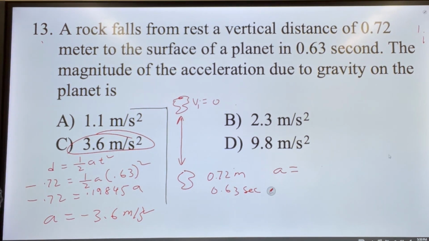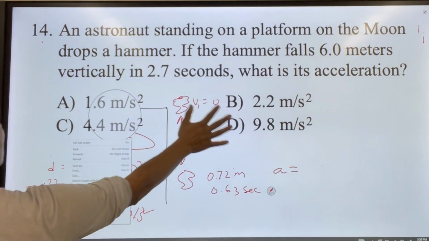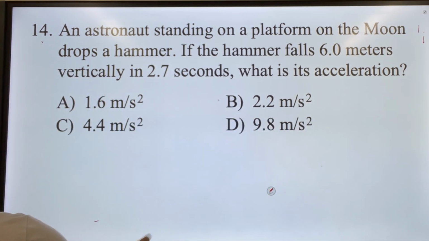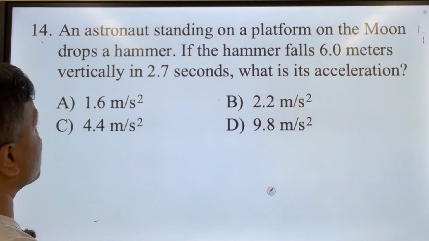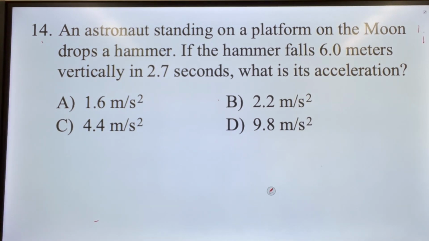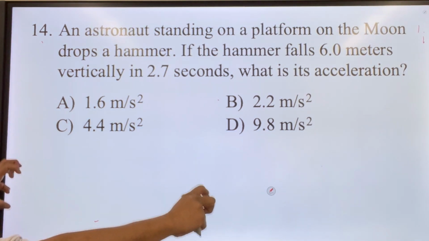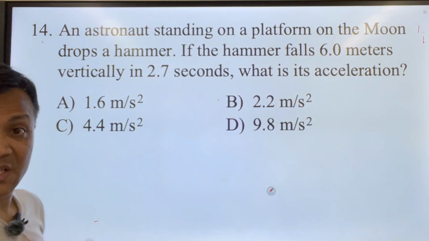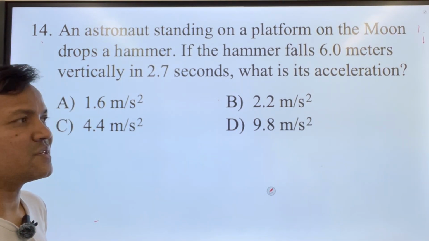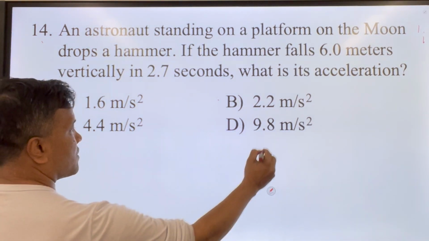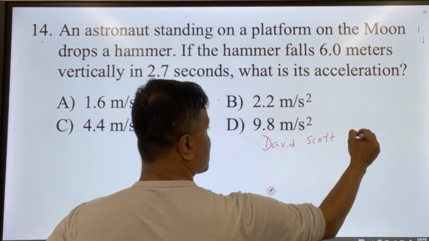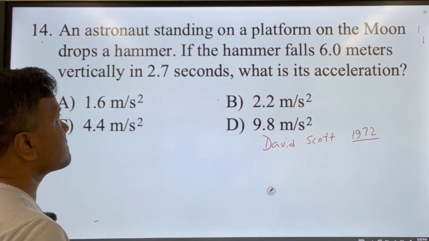Okay, so now next, problem number 14. So what is 14 talking about? An astronaut is standing on a platform on the moon, drops a hammer. All probably David Scott, 1972. He dropped a hammer and a feather, and they both touched the ground at the same time. That's really true. He did it in 1972. David Scott. Check it up.